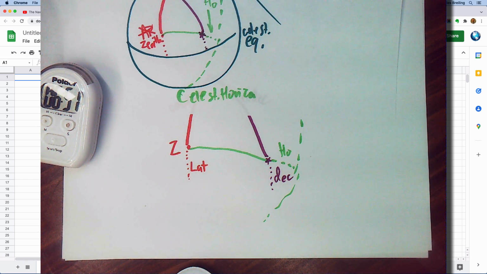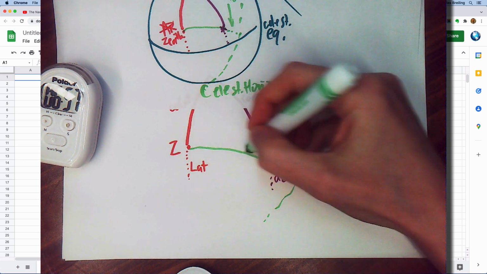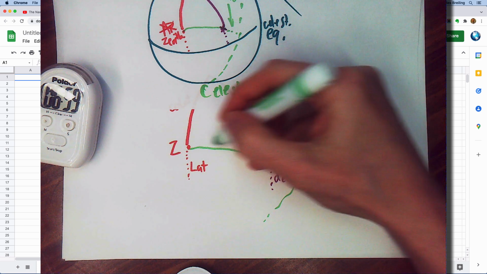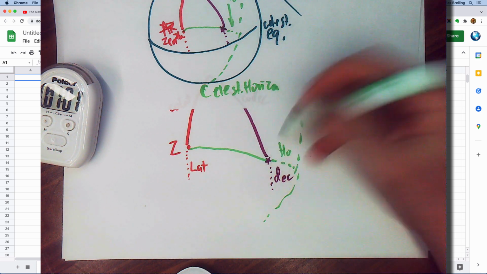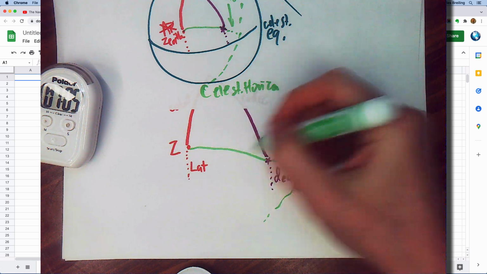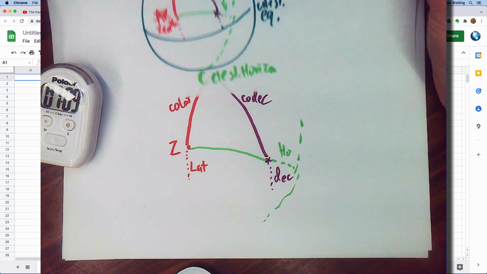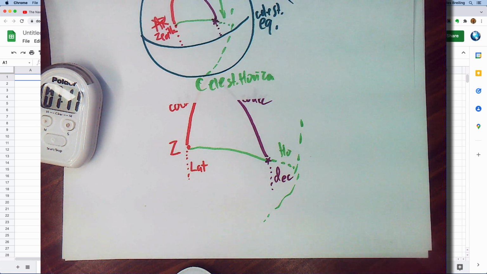Now, the other thing is we don't know this distance here in green, and that's actually going to be the distance to the geographic position of the body, or the GP of the body. So that is actually going to give us our distance in nautical miles if we convert that, 60 nautical miles per degree. We'll get to that in a moment.